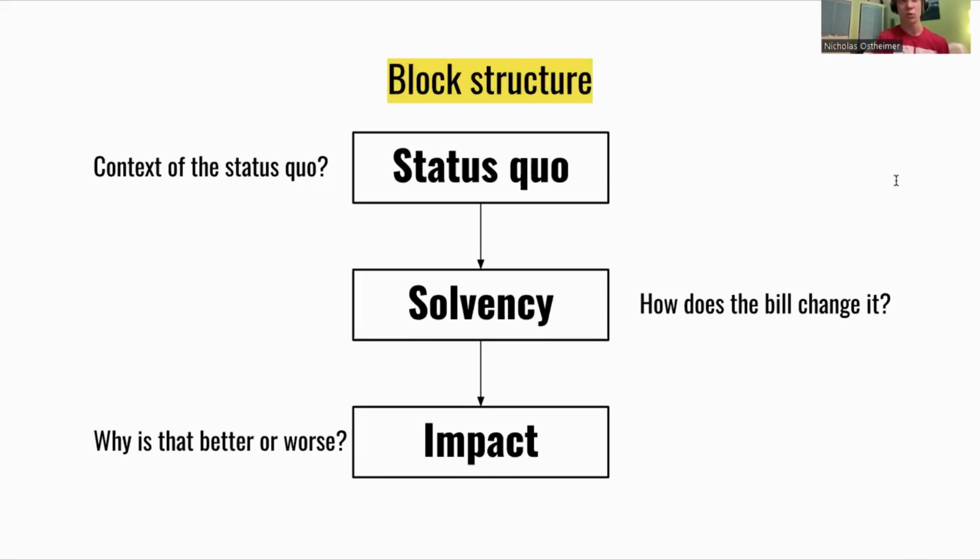Maybe you say the status quo is the opposite, so you reverse the argument. Or you say the bill does the opposite of something that the other speaker says, so you reverse the argument. Or you say the impact is actually good, not bad, so you reverse the argument. All of those would be examples of different turns.